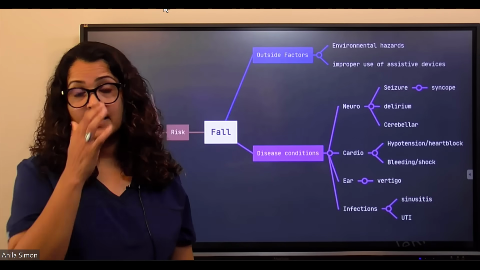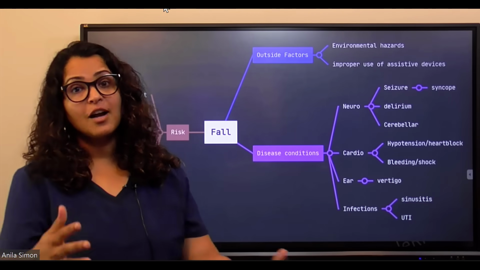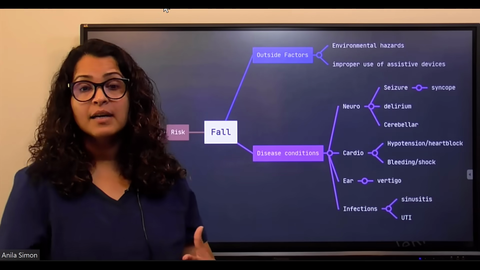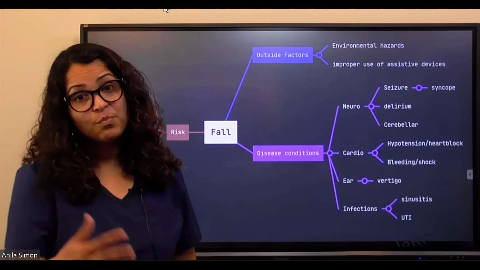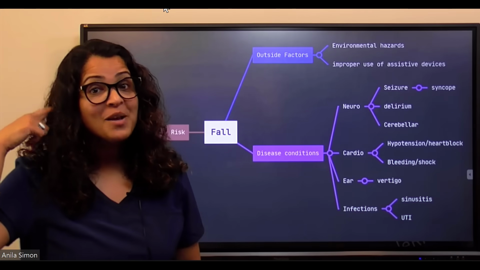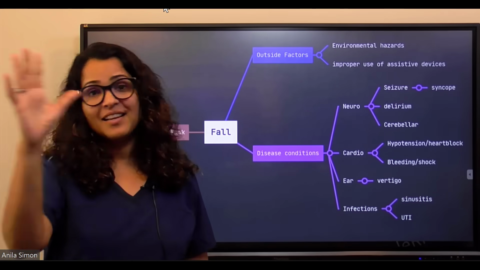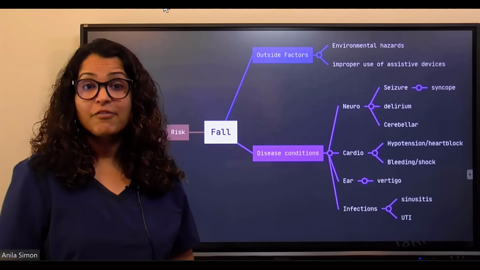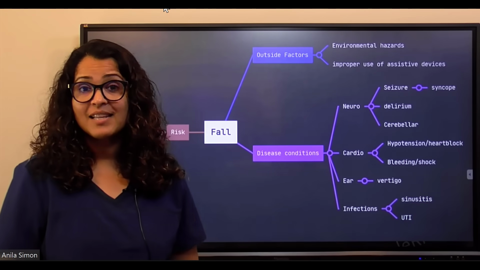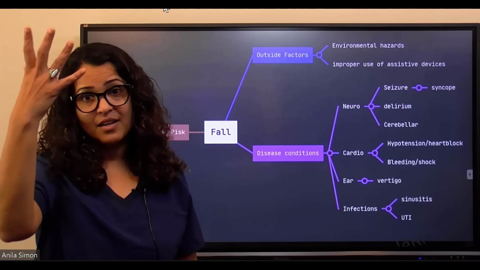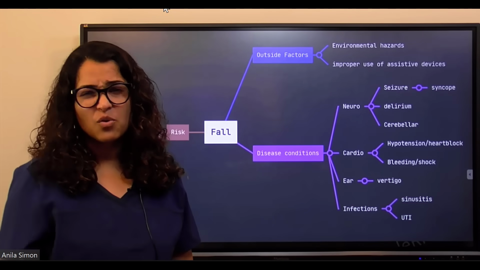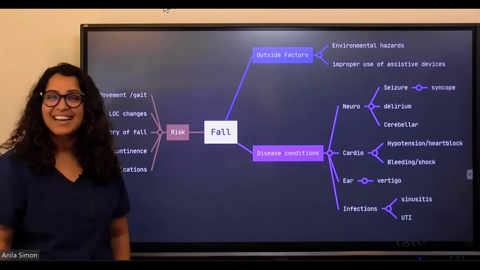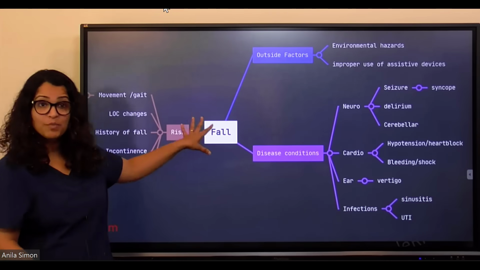And bleeding, again, I'm just putting it in the cardio because it's cardiovascular. So when somebody is having shock or bleeding, hemorrhagic shock or hypovolemia, those things could also be an issue. Ear problem, we know about the ear, vertigo, and they get a balance issue from that, and they might fall. And infections can cause somebody to fall, especially when they have sinusitis and or UTI. Patients may get so confused sometimes with UTI and they might fall. So a lot of issues, right, disease conditions which could be contributing to fall.